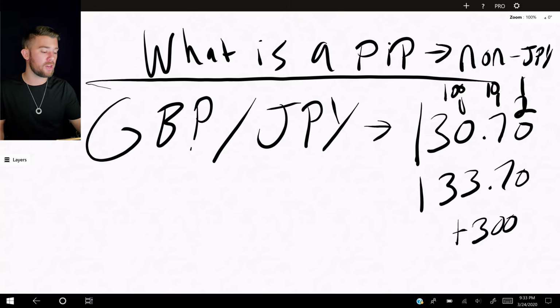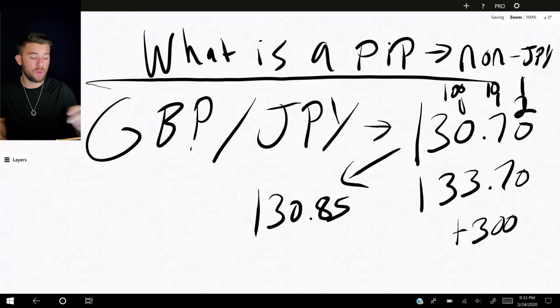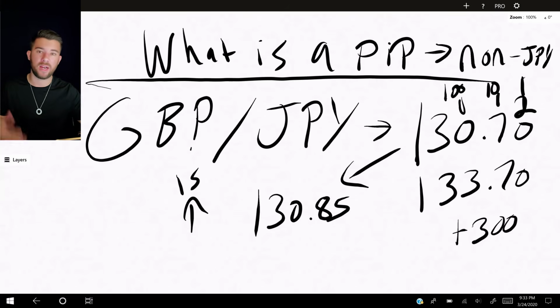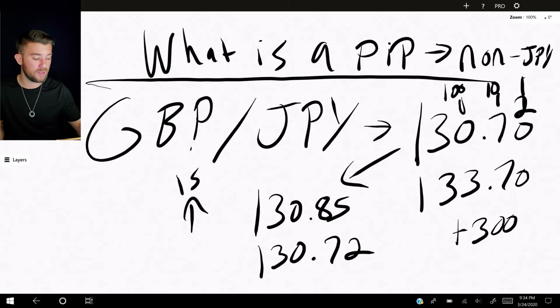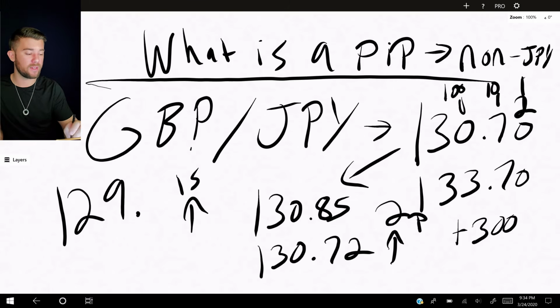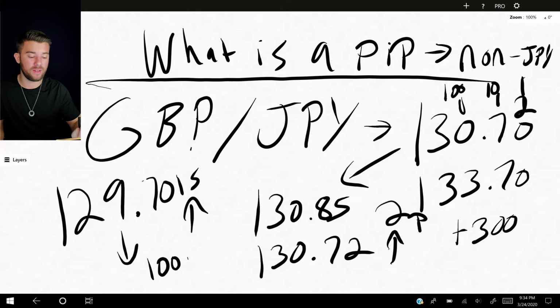If we go from 130.70 to 130.85, how many pips did we move? We moved up 15 pips, because 70 to 85 is 15. If we go to 130.72, how many pips did we move? Up 2 pips. And if we go from 130.70 to 129.70, how much did we go down? 100 pips. We went down 100 pips.